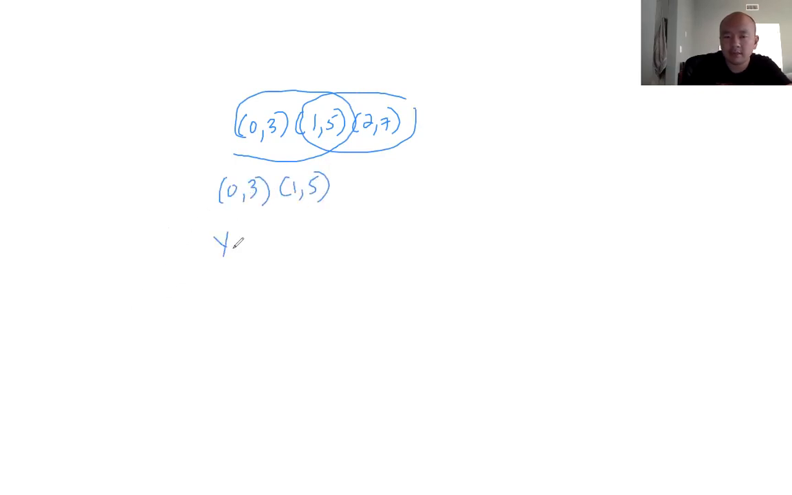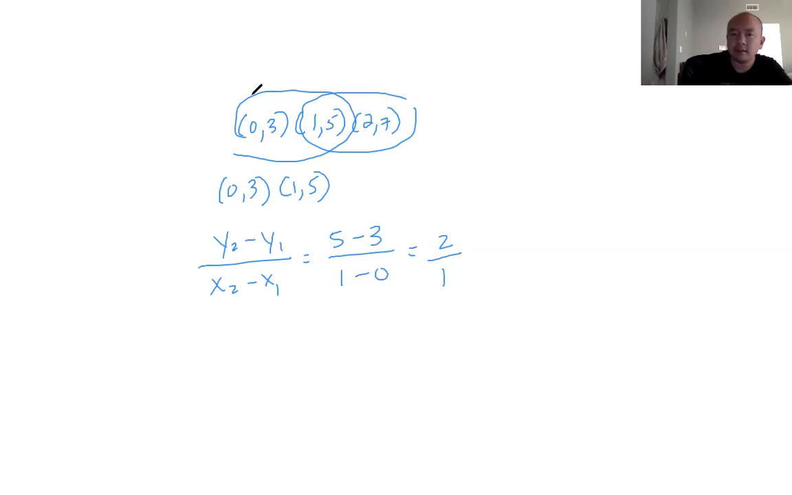So remember how to get slope. It's y2 minus y1 over x2 minus x1. So that equals what? 5 minus 3 over 1 minus 0. Okay? And so 5 minus 3 is 2. 1 minus 0 is 1.